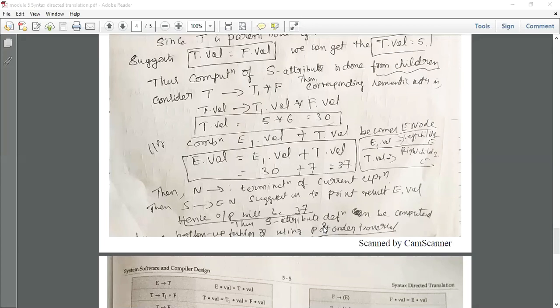Keep the answer in S only. S will be the start symbol, so keep the answer in S only. N will be the termination symbol. E1 plus T: E1 dot val is the left child of E, so you have to remember that also. For E to E1, here I'm not taking E also. E1 will be the left child. T dot value will be the right child of E.